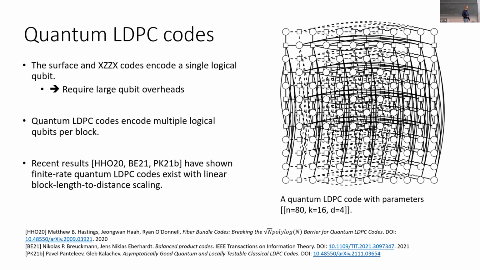So it's unlikely that we'll be able to easily implement something like this on, say, the current generation of superconducting qubit devices. However, as we saw in the opening talk yesterday, there are architectures in development that promise beyond nearest neighbor connectivity. So perhaps something like that could be a good test bed for quantum LDPC codes.